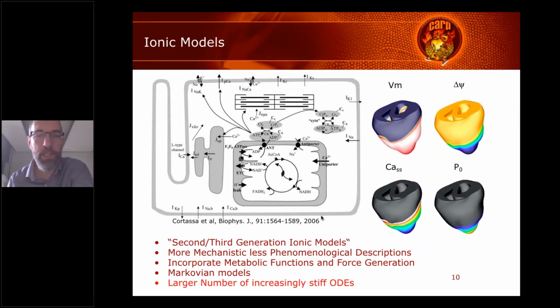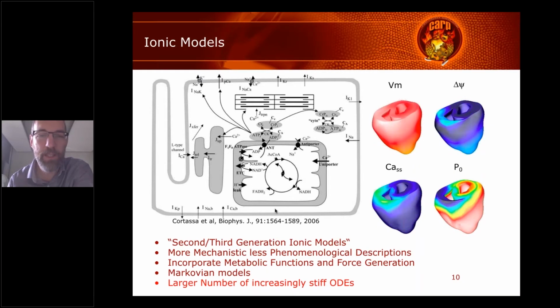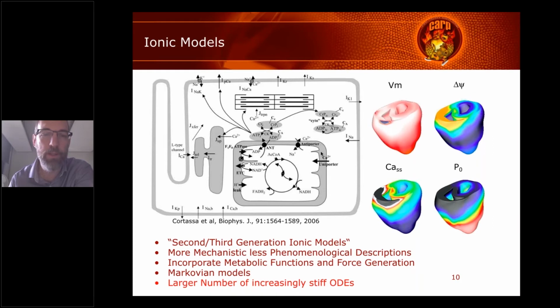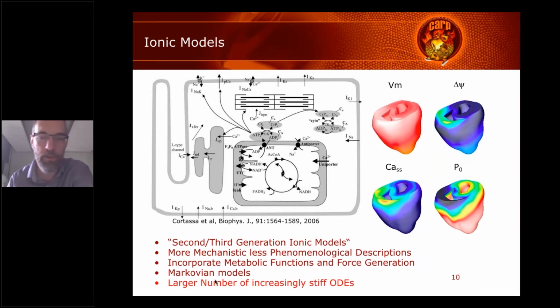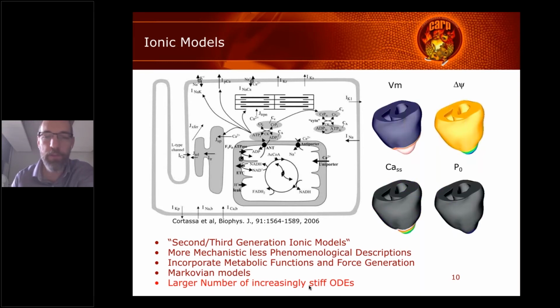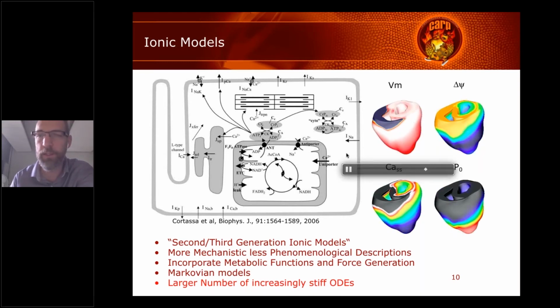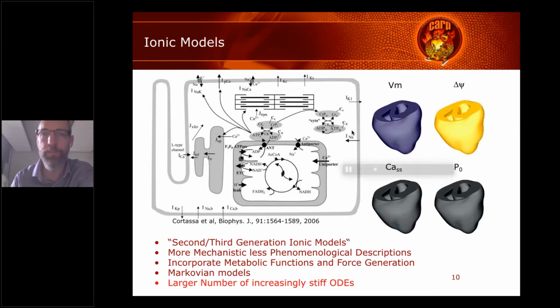They become less phenomenological and more mechanistic as they try to incorporate as many different known processes as they can in the cell. Again, metabolic and fourth generation, instead of just Hodgkin-Huxley channel models, we talk about Markovian models. And so you have a large number of increasingly stiff ODEs, easily on the order of hundreds at this point.